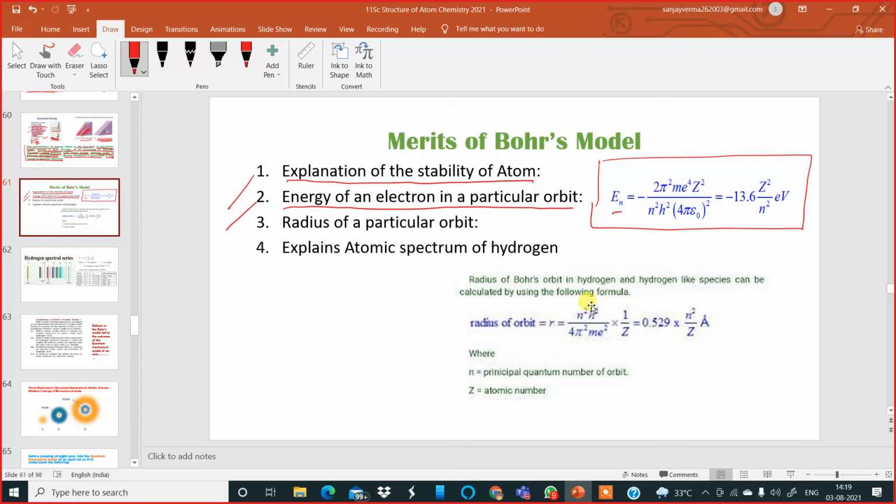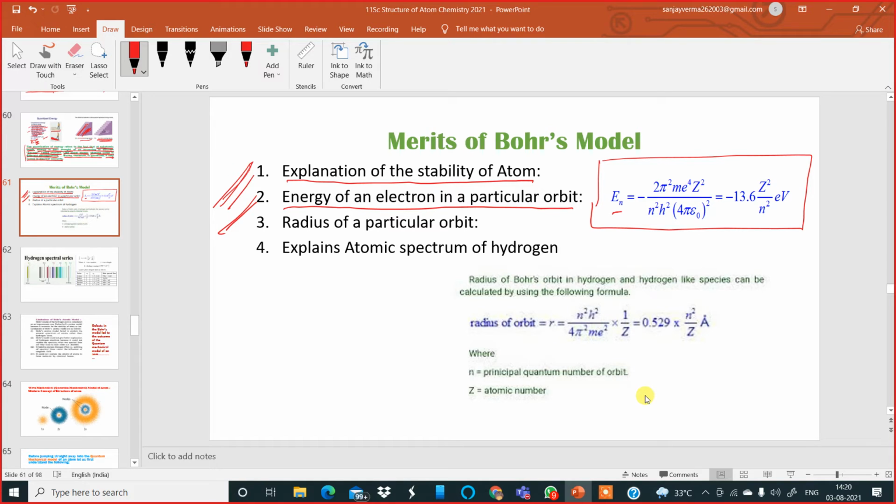Then, moving to the merits of the Bohr's model. The Bohr's model explains the stability of an atom. That is one important point to understand. According to this theory, an electron neither gains nor loses energy while moving in a particular shell. So that is how the stability of an atom has been explained.